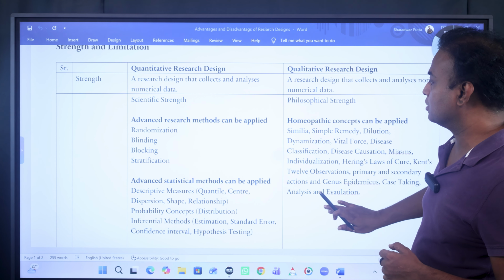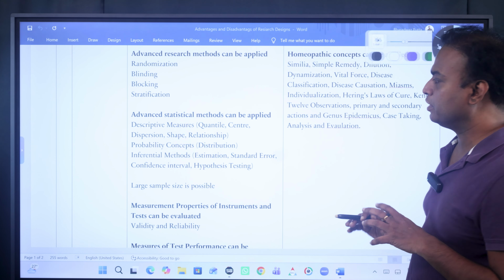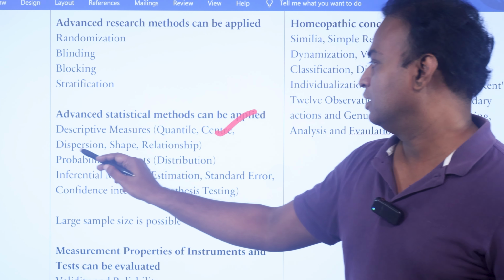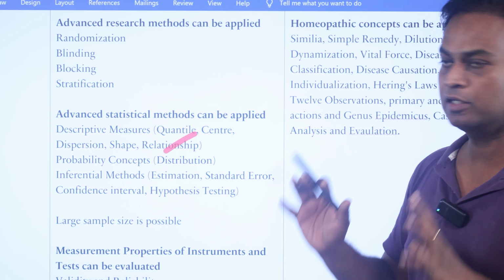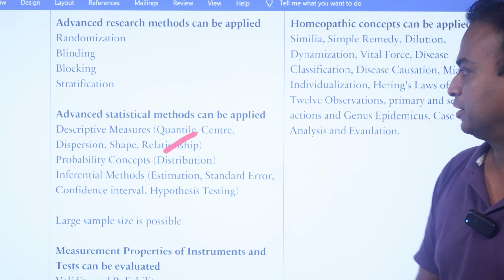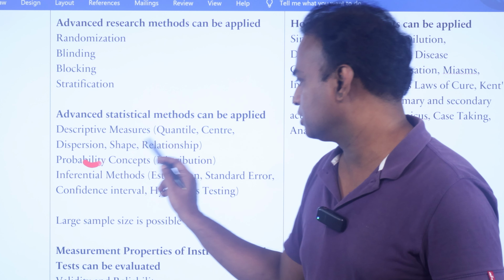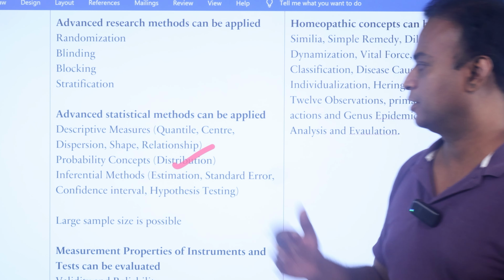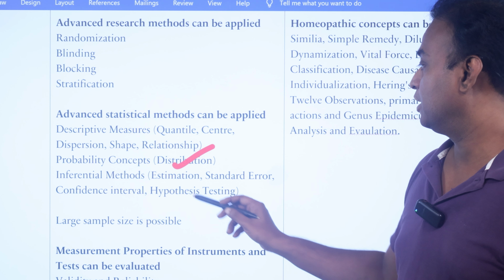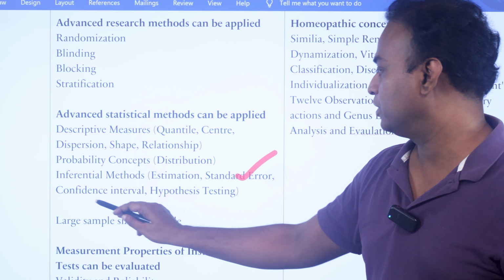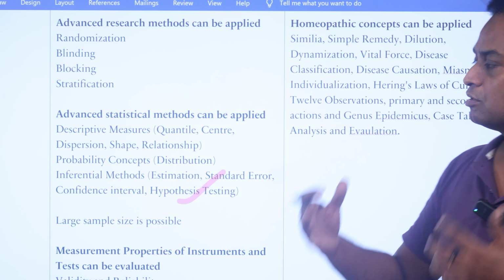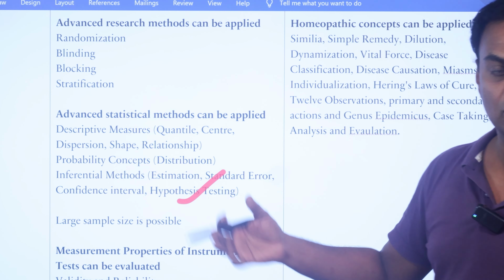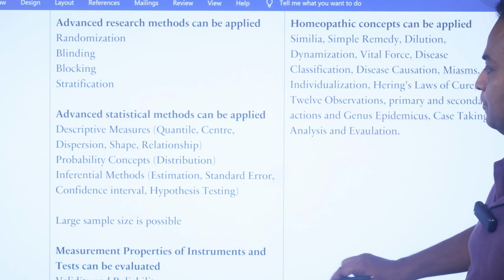Then coming to statistical methods. You can apply many statistical methods, like descriptive measures such as quantile, center, dispersion, shape, and relationship, in quantitative research design. In the same way, probability concepts like distribution and normal distribution can be applied here. Inferential statistical methods like estimation, standard error, confidence interval, and hypothesis testing are things you can apply on quantitative data or quantitative research methodology.